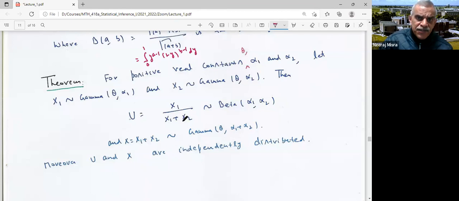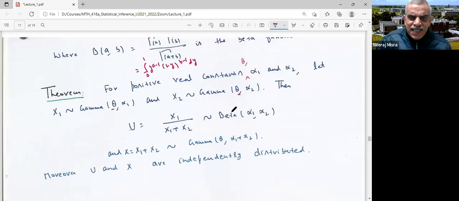Then if I consider X1 divided by X1 plus X2, this would have a beta distribution with parameters alpha 1 and alpha 2. Alpha 1 corresponds to X1, and alpha 2 corresponds to X2. Let X equal X1 plus X2. I already know that gamma has a reproductive property if theta is the same, which is the case over here. So this will have a gamma distribution with parameters theta and alpha 1 plus alpha 2. And not only that, the two would be independently distributed.